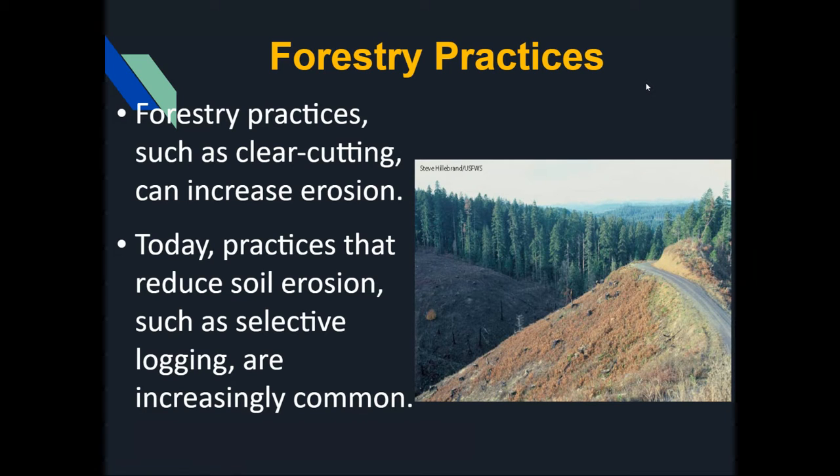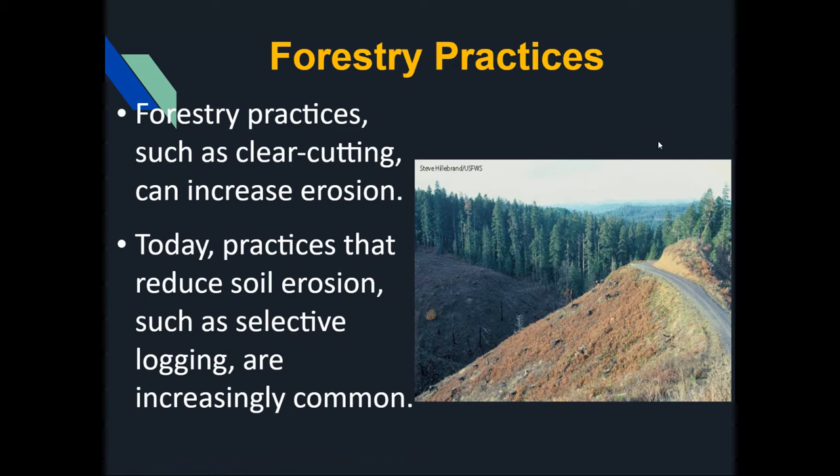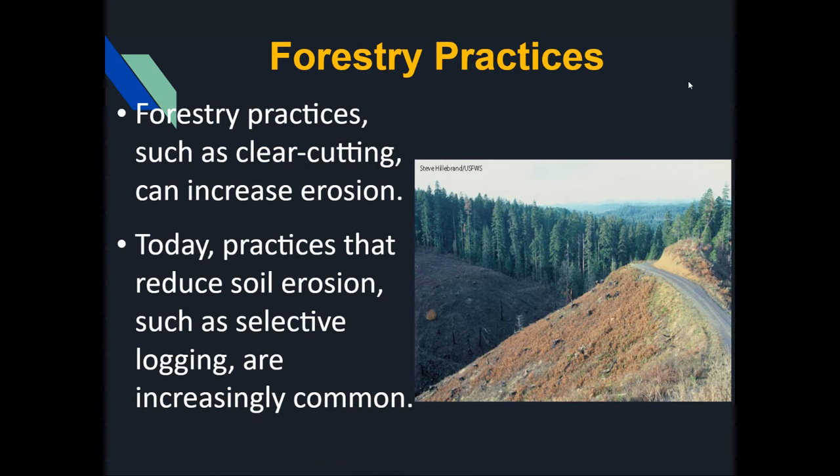Forestry practices such as clear cutting can increase erosion. Today, practices that reduce soil erosion, such as selective logging, are increasingly common. We don't see a whole lot anymore of full hillsides of timber being cut down. It's more selecting of the bigger ones, leaving some to continue to grow, thinning of a forest, not full cutting down of an area of forest. So that helps erosion not happen as fast and also keeps it from happening.